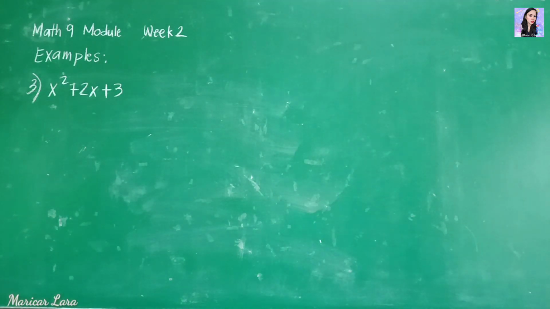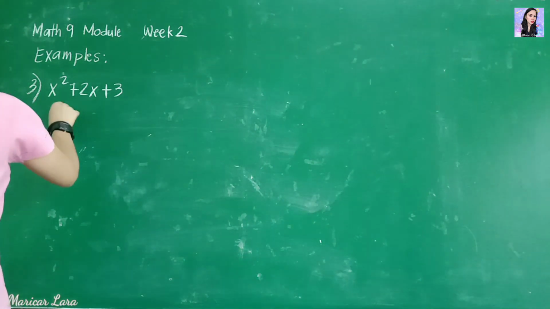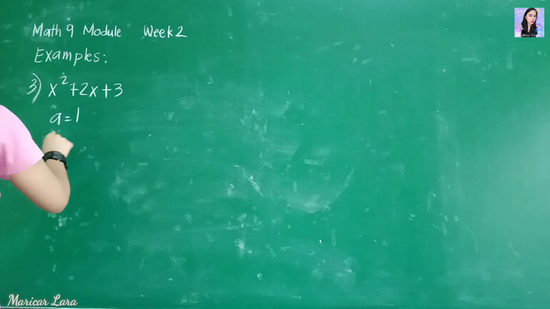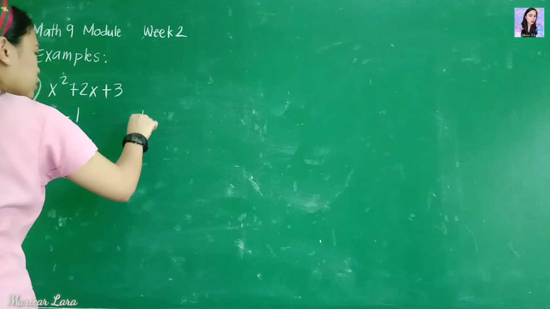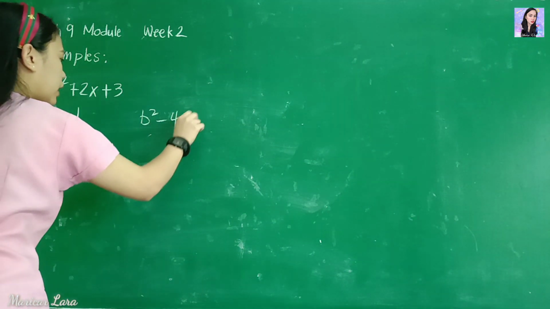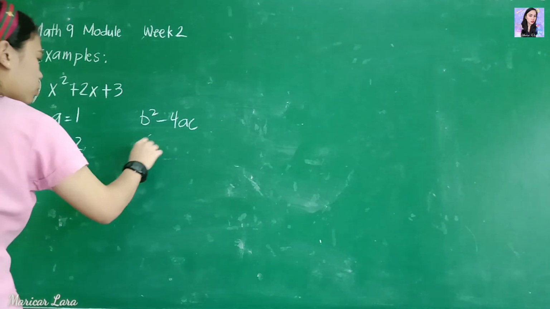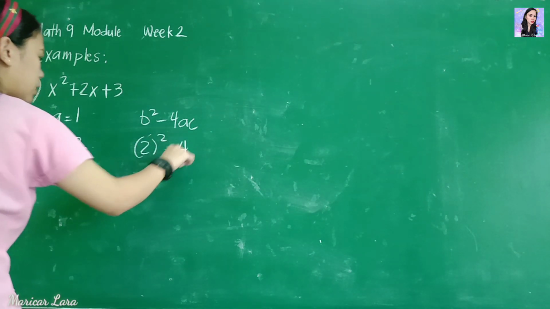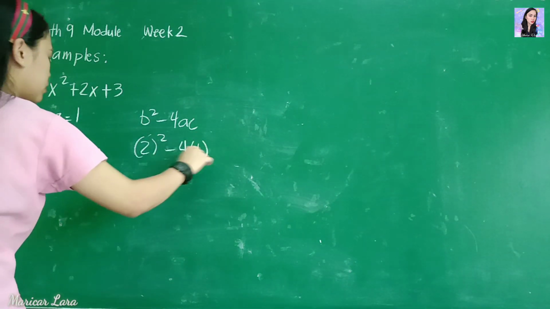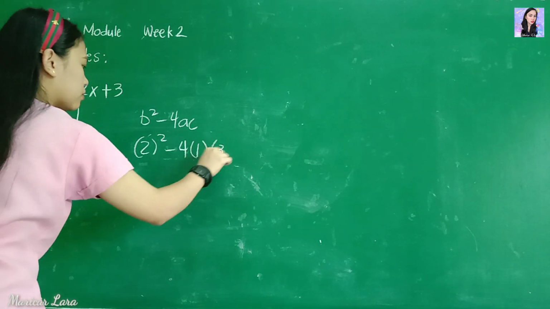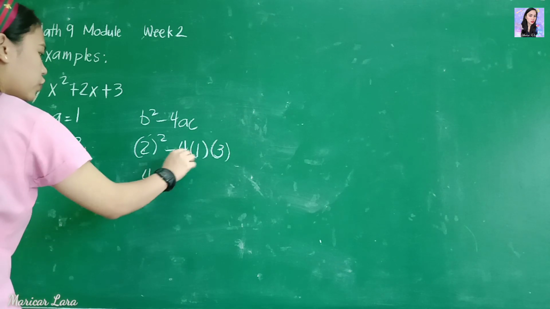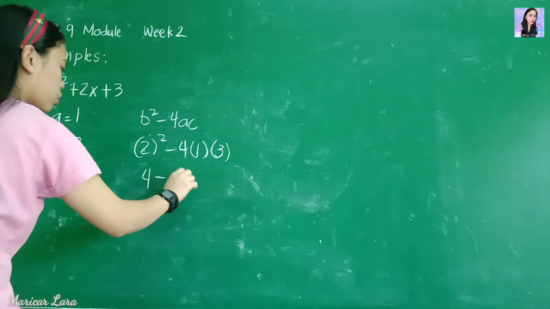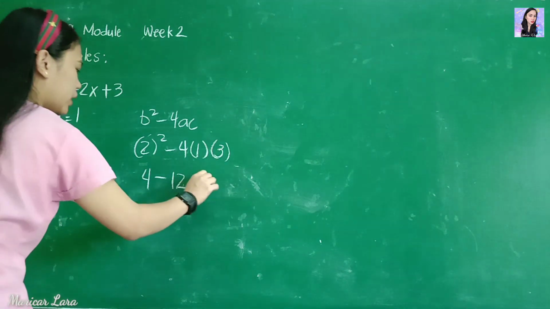X squared plus 2x plus 3. Ang A natin ay 1, ang B ay 2, ang C ay 3. So, B squared minus 4AC. Ang B natin ay 2. Ang A ay 1, ang C ay 3. 2 squared, 4. 4 times 1 times 3, 12. 4 minus 12 is -8.